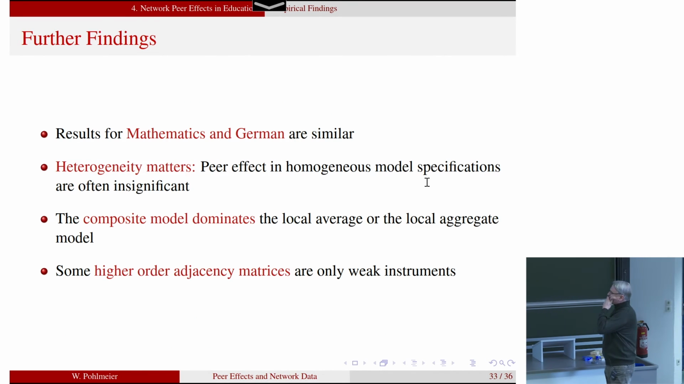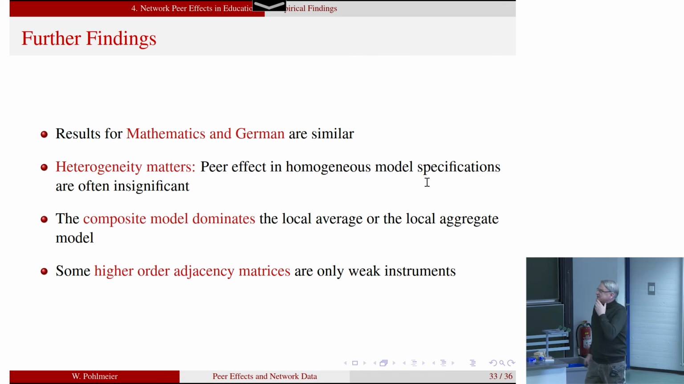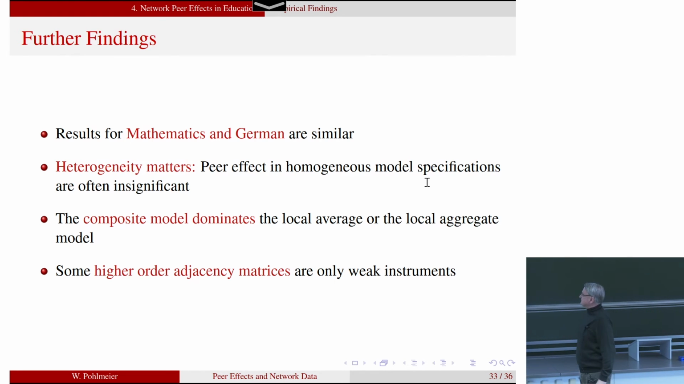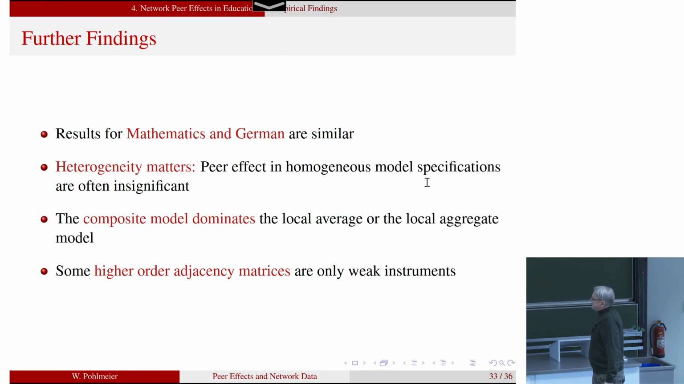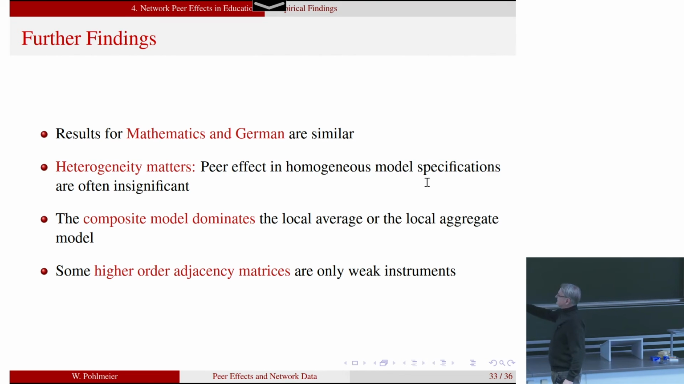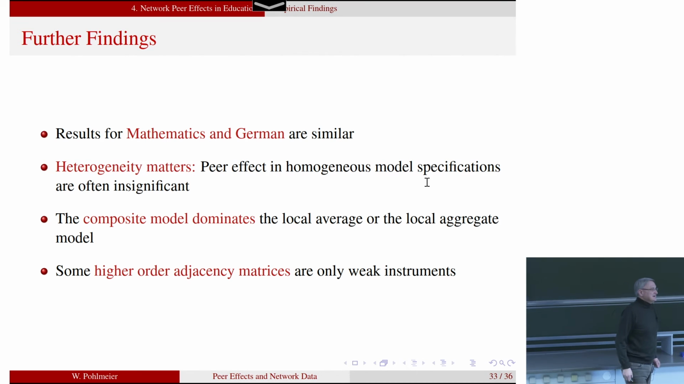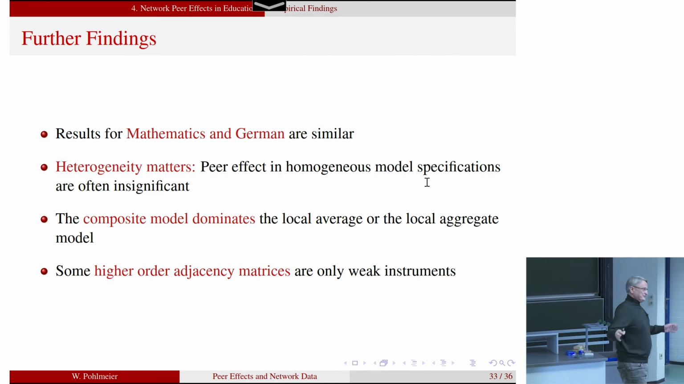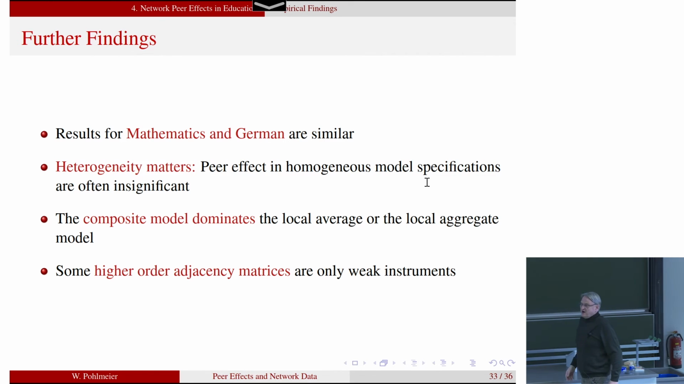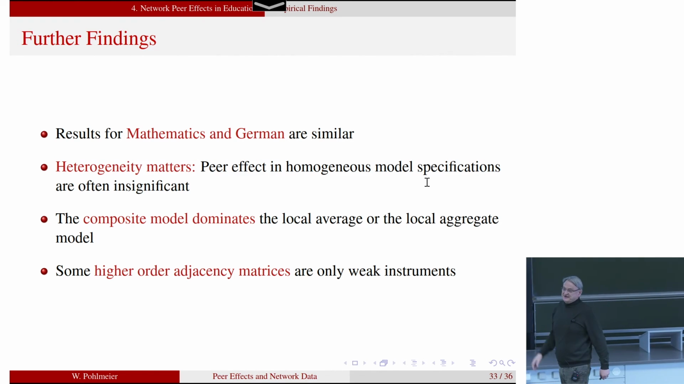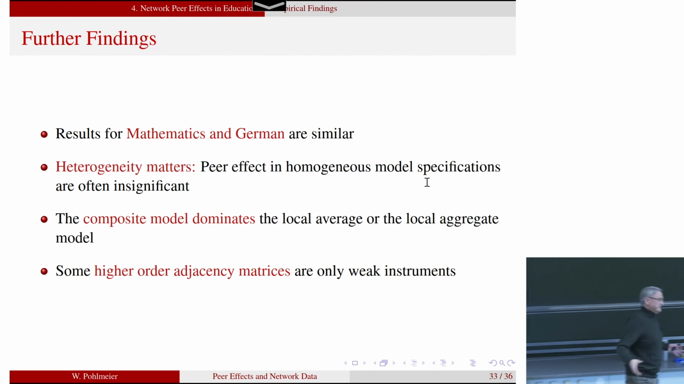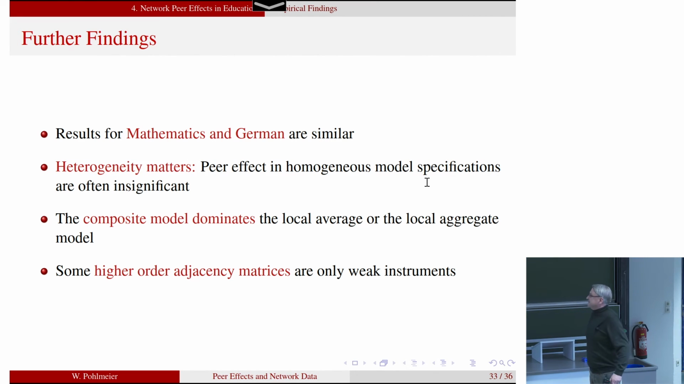Further findings, we have different outcome variables. It's very similar, that's why I don't present it here for mathematics and German. Heterogeneity matters. Peer effects in homogeneous model specifications are often insignificant. There are a handful of studies using those techniques, and they hardly find significant effects. They estimate the peer effects, but they are not significant. And maybe it's because they don't account for heterogeneity.